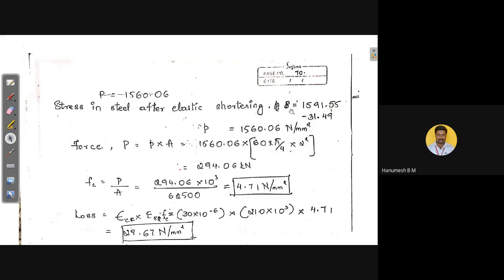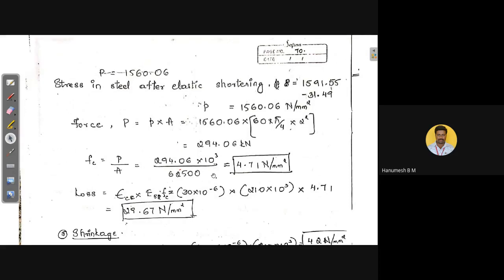Now we have to take this one as the base. We have allowed for the elastic deformation. Now we know the stress in the steel. We know the area of the steel. Now can you calculate the pre-stressing force in the cables? Yes, pre-stressing force is equal to stress multiplied by area. Stress in steel 1560.06 into 60 wires are there, and 60 into cross-sectional area of each wire, pi d square by 4. Now the pre-stressing force in the cable is equal to 294.06 kilonewton.